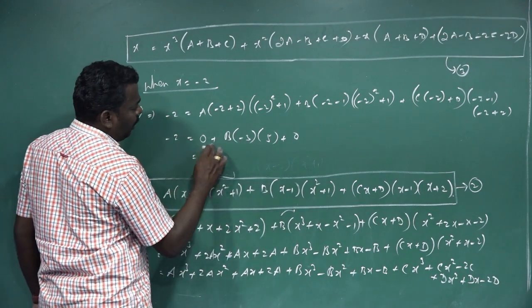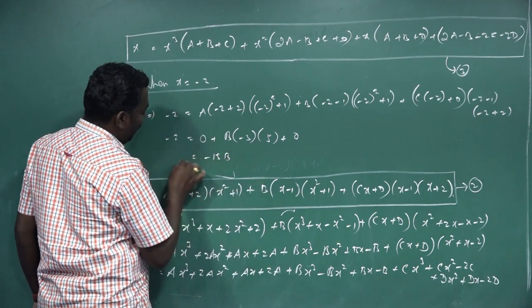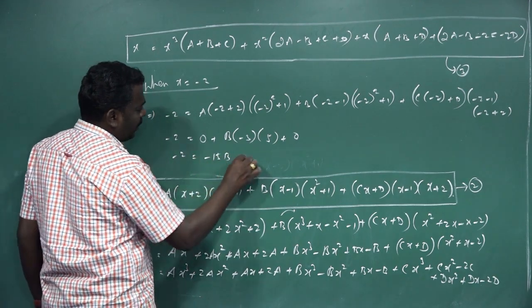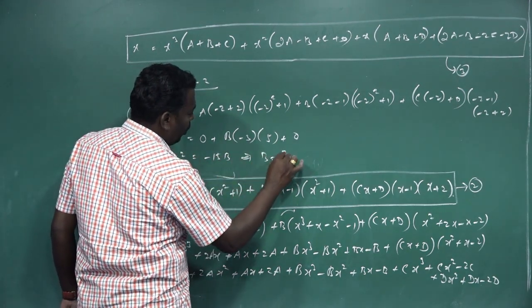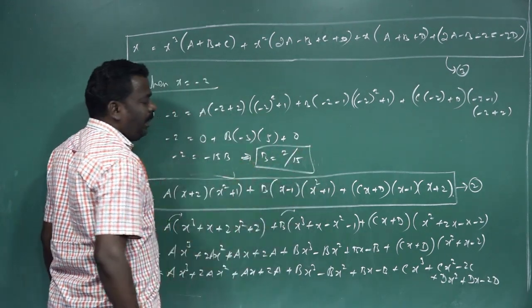And those two terms vanish, and separating the term, minus 15b is equal to minus 2. The minus signs cancel, that implies b is equal to 2 by 15. 2 by 15 is the b value.